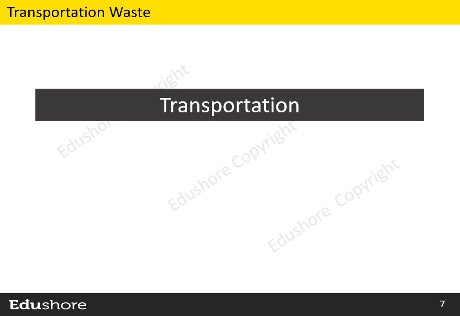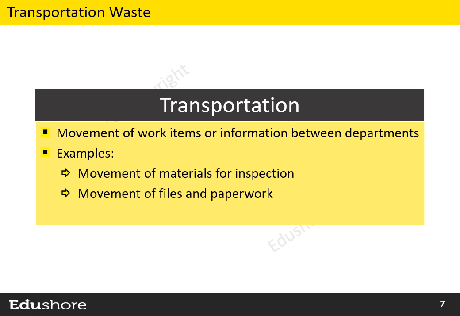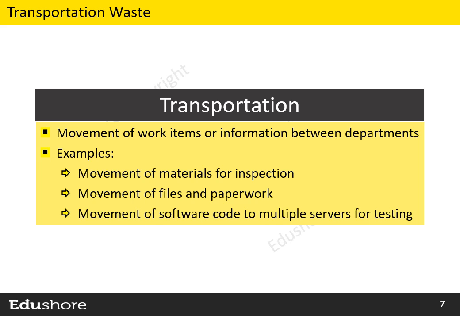What is transportation waste? Transportation waste is the unnecessary movement of work items or information between departments. For example, movement of materials for inspection, movement of files and paperwork in the office, and movement of software code to multiple servers for testing purpose.